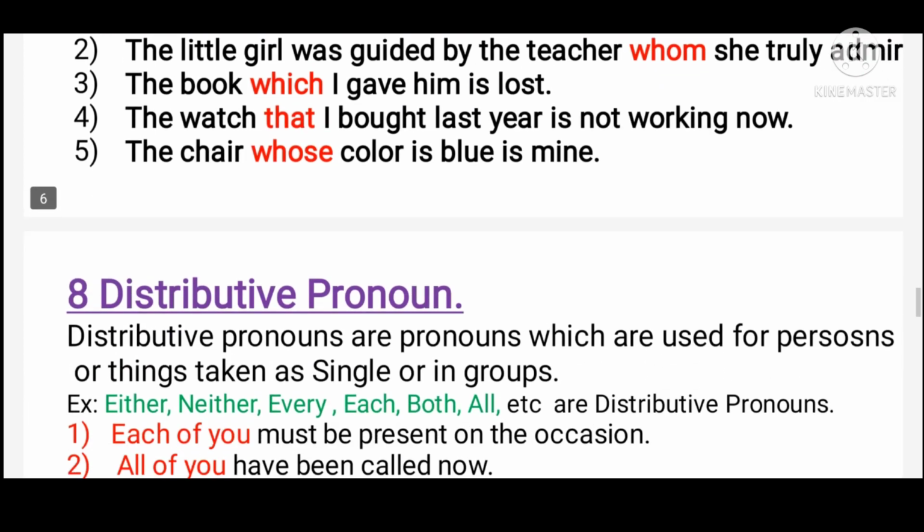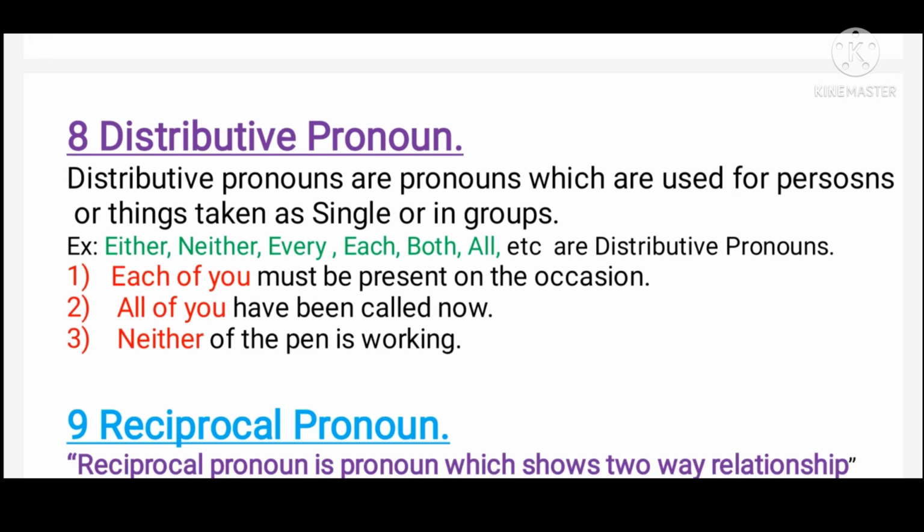The next type of pronoun is distributive pronoun. Distributive pronouns are pronouns which are used for persons or things taken singly or in groups. For example, either, neither, every, each, both, all, etc. are distributive pronouns. For example, each of you must be present on the occasion. Second example, all of you have been called now. The third example, neither of the pens is working.